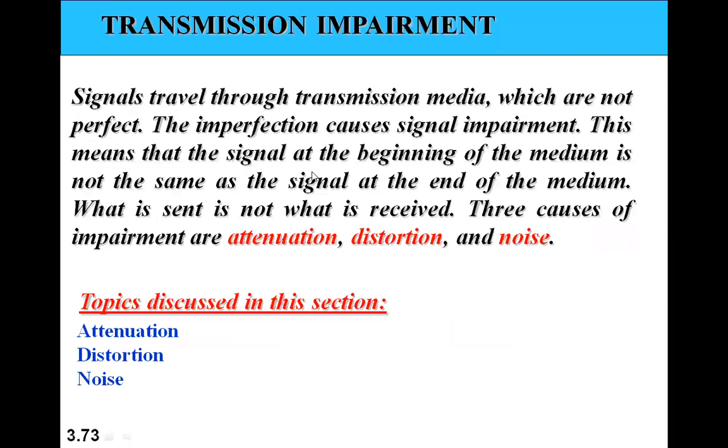Okay, so transmission impairments. While you are transferring through a medium, the signal is subjected to certain issues. Those are called impairments. Signals travel through transmission media which are not perfect. The imperfection causes signal impairments. This means that the signal at the beginning of the medium is not the same as the signal at the end of the medium. So what is sent is not what is received. There are three causes of impairments: attenuation, distortion, and noise. Let's see these one by one.